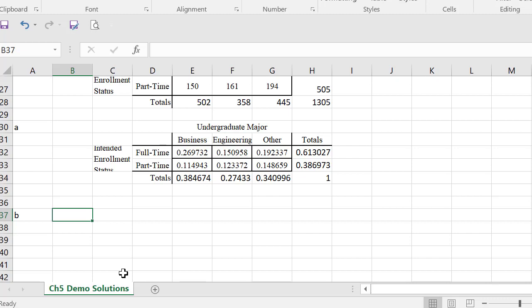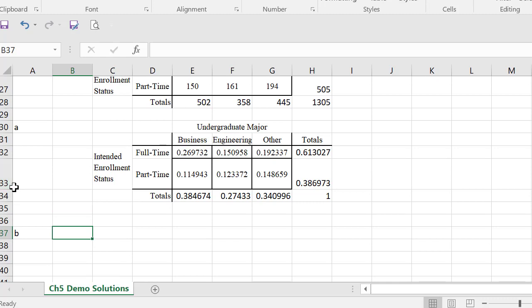So B tells us, it says use the marginal probabilities of the undergraduate major, business, engineering, or other to comment on which undergraduate major produces the most potential MBAs. And so you can see that for business it's 38.47%. For engineering it's 27.43%. And for other it's 34.1%. So business is the undergraduate major that produces the most potential for MBA students.